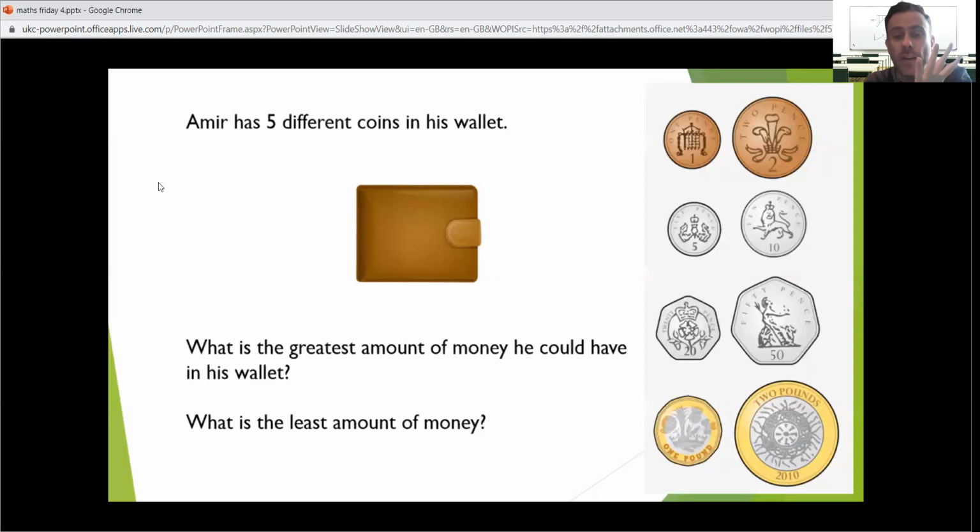Okay, so he's only got 5 coins. I want to know the most money you could have, the least money you could have, and there's the coins at the side, just to remind you. Have a go at that. Pause the video now.